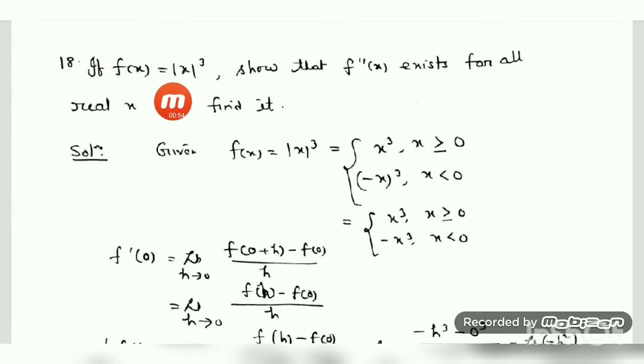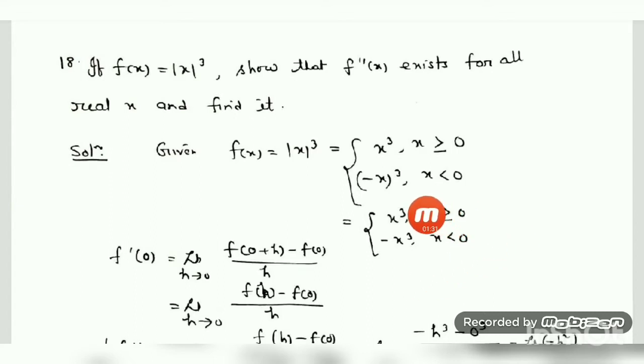So first you see, as this is a modulus function, I have written it in the expanded form. Your f(x) is modulus of x whole cube, and you know for x greater than or equal to 0, modulus of x will be equal to x. So modulus of x whole cube will be x cube for x greater than or equal to 0. And for x less than 0, modulus of x is minus x, so we can write it as minus x whole cube. On simplification, it remains x cube for x greater than or equal to 0, and minus x whole cube can be written as minus x cube for x less than 0.